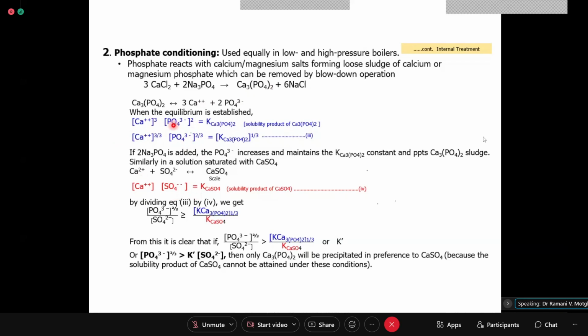So for calcium phosphate, Ca 2+ raised to 3 because there are three calcium atoms, and phosphate, whose valency is 3-, raised to 2. This is twice, no? So this is equal to Ksp of Ca3(PO4)2. So this is the solubility product. Now for the solubility product, if you divide the powers by 3, this will be 3 by 3, that will be 1, and 2 by 3, and 1 by 3.